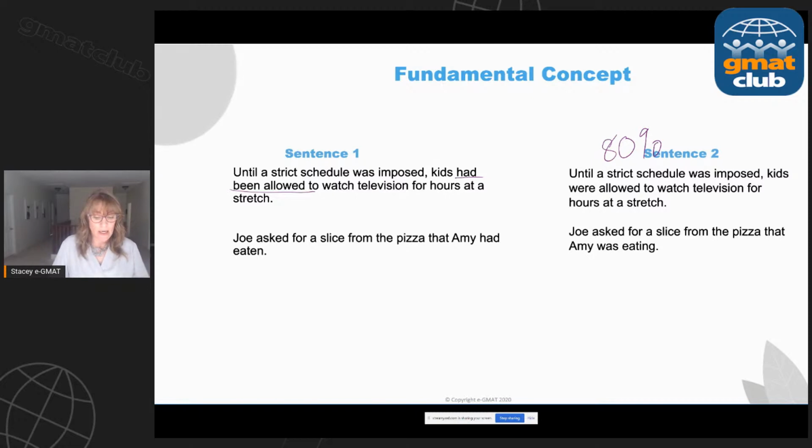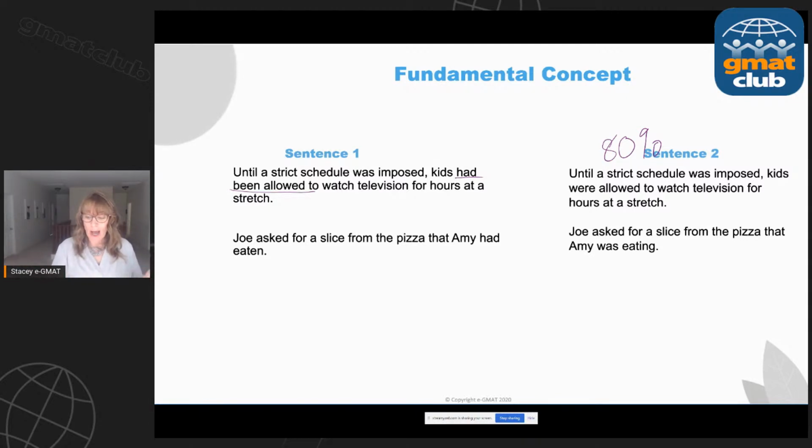So here, kids had been allowed. It should have been registering to you that, well, why would they impose a schedule on something they're no longer allowed to do? That doesn't make sense, right? Similarly, Joe asked for a slice from the pizza that Amy had eaten. Well, if you walk up and the pizza's gone, why would you ask for something that Amy had already pigged out on and wasn't there anymore? That doesn't make any sense, okay?